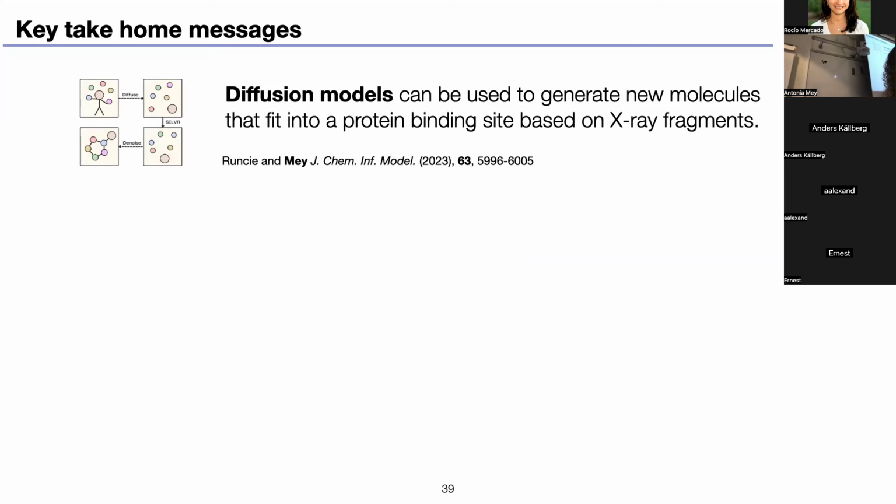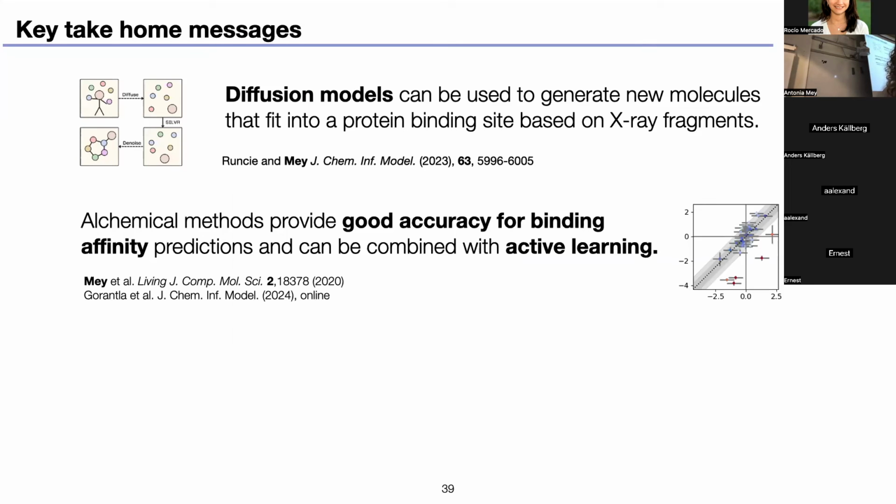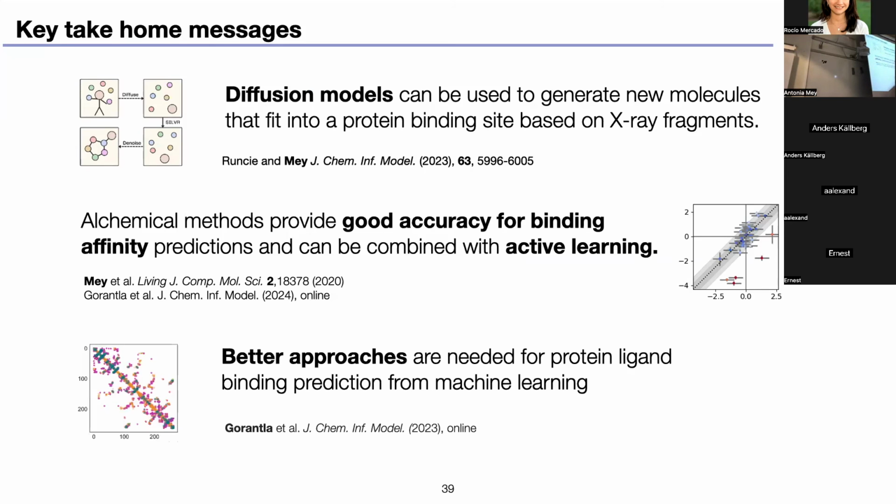So the main take-homes, hopefully, from today are that diffusion models can be used to generate new molecules that fit into a protein binding site by using SILVR and selective iterative latent variable refinement. Alchemical methods, these simulation-based methods, are really good at having a decent predictive accuracy for binding affinity predictions, but are still quite computationally costly. So using active learning in combination with them is a nice way of going about it. And then, better approaches are needed for protein-ligand binding predictions, at least in terms of the architectures we looked at. And yeah, thank you very much for listening.